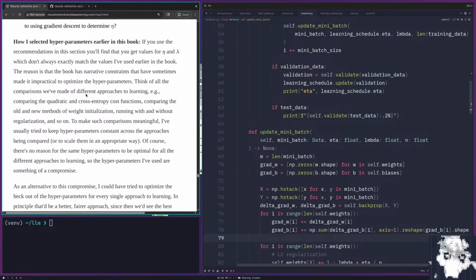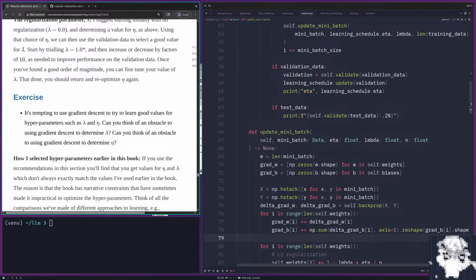How I selected hyperparameters earlier in this book. If you use the recommendations in this section, you'll find, well, okay, it didn't ask us to implement the lambda searching code.